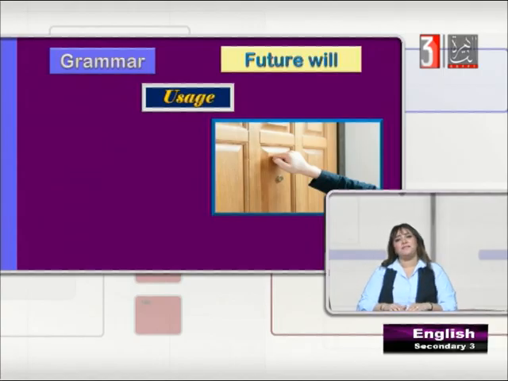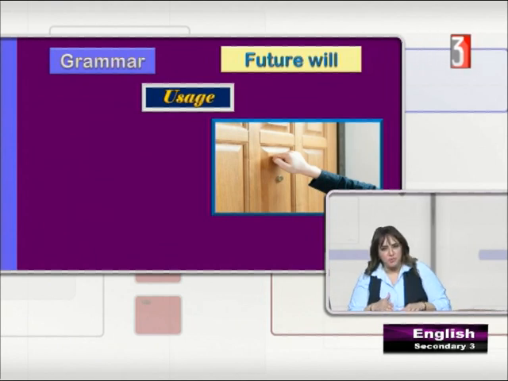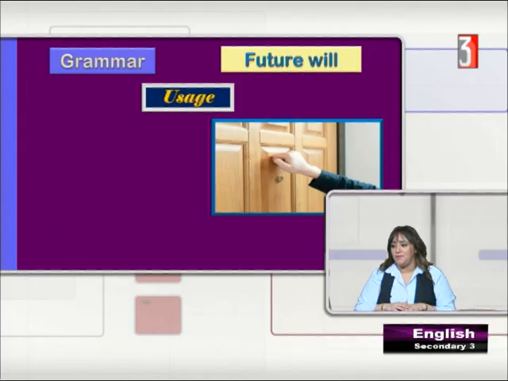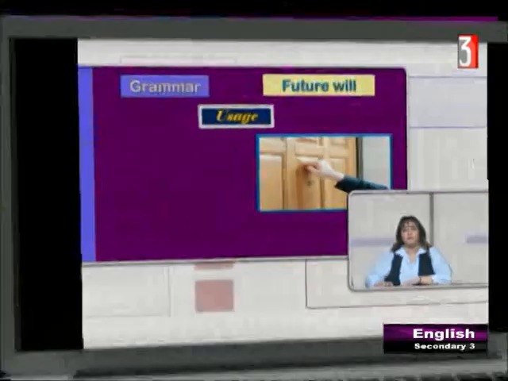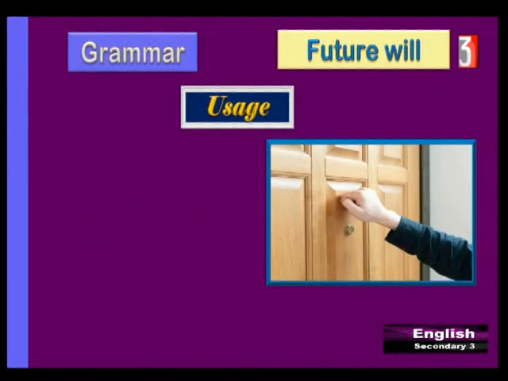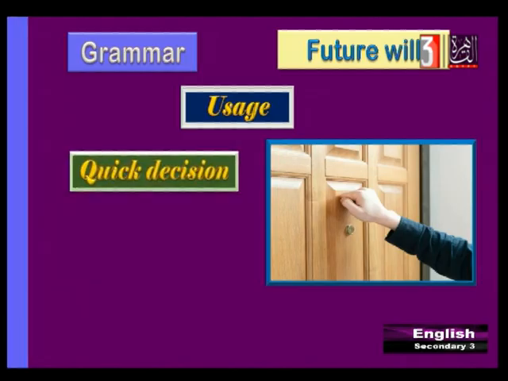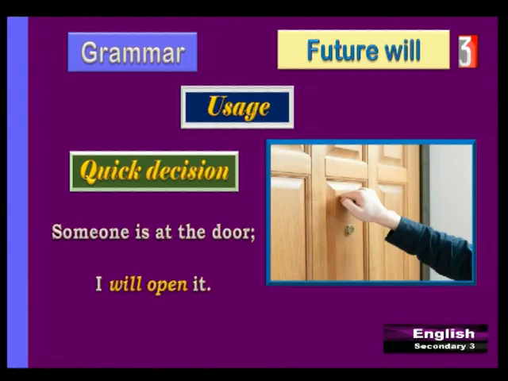So let's start today with the future will. I have will and be going to. Okay, so let's start with will. Here in the photo, someone knocks on the door like this. So will plus infinitive of the verb here means that someone knocks on the door, and I will open the door. So this is called a quick decision. When you have a quick decision, someone is at the door.